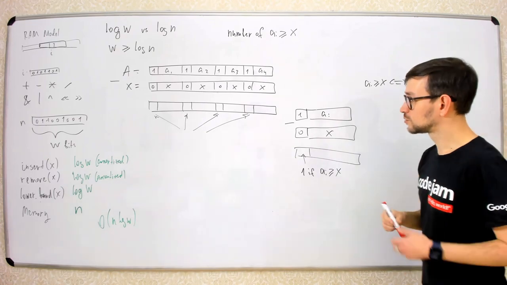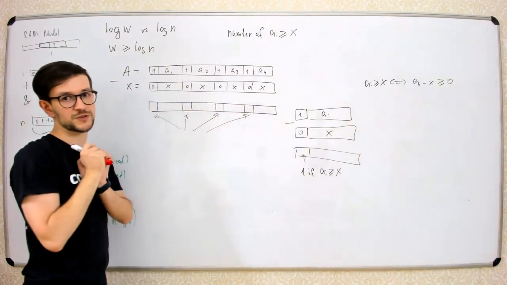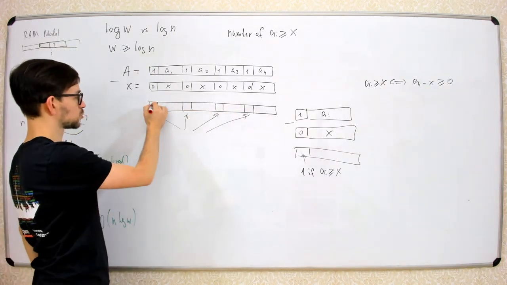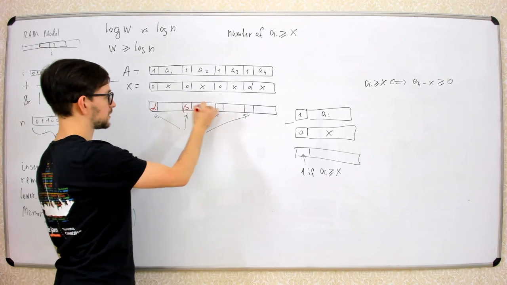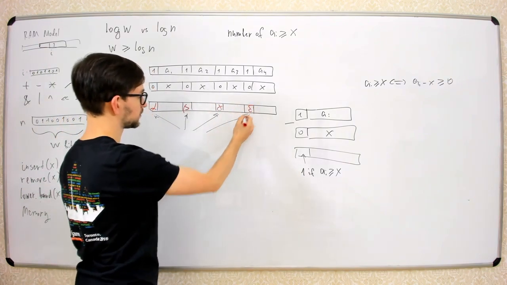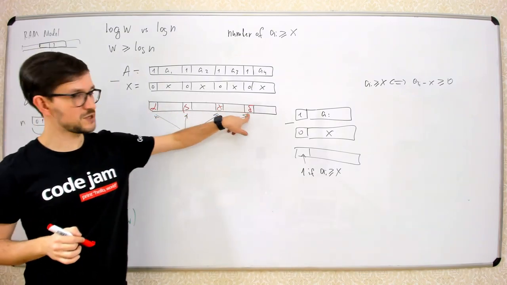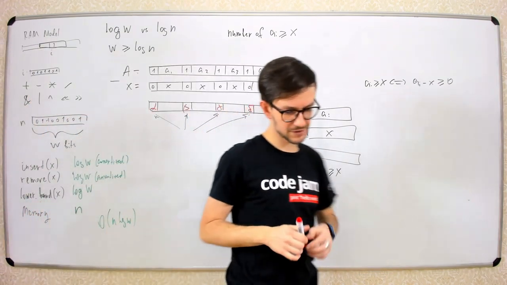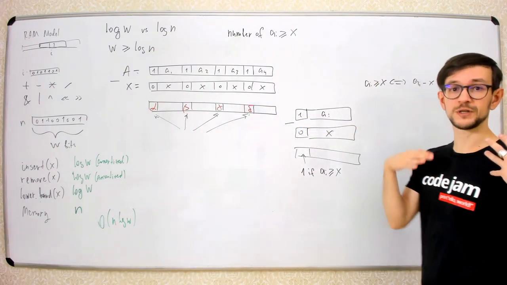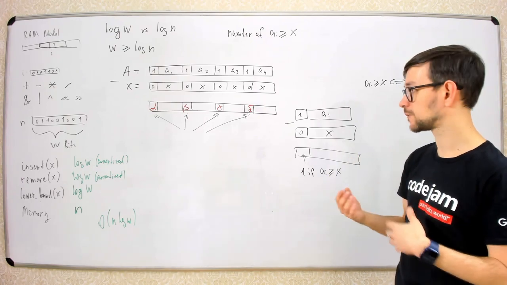Now, a good question is how to count. We need to take some of these bits. Let's put some alpha, beta, gamma, like this. So we need to calculate the sum of these four bits. And again, we want to do it in constant time, using some bit magic, arithmetic operations and so on.